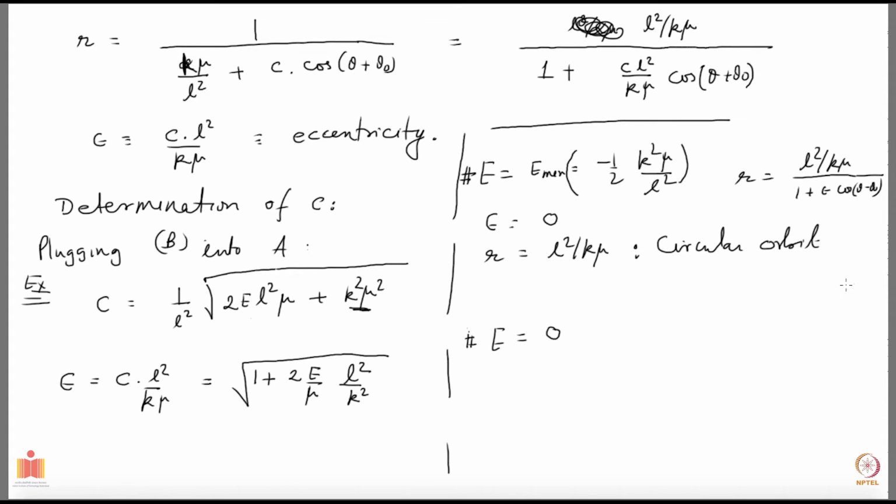So if I put E equal to 0, I get epsilon equal to 1. Okay, so I get epsilon equal to 1, and we already know what that orbit is. It's a parabola. Okay, and parabolas are not closed, they are open orbits. Okay, that's nice.